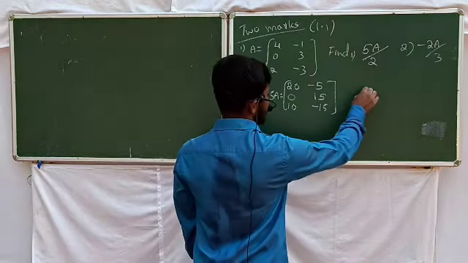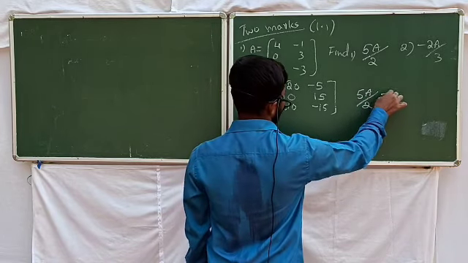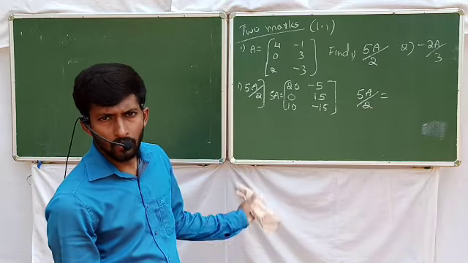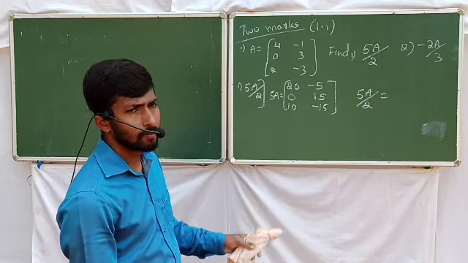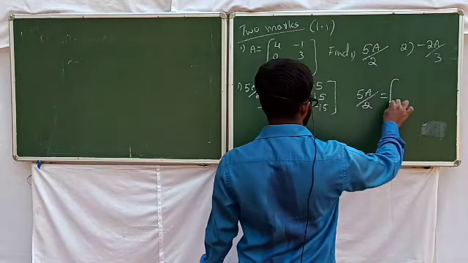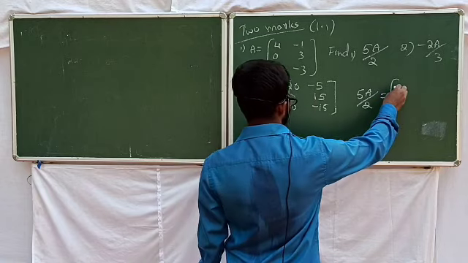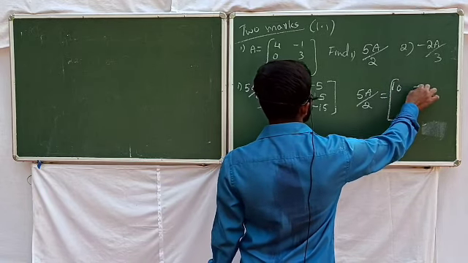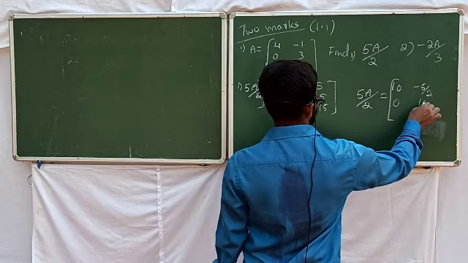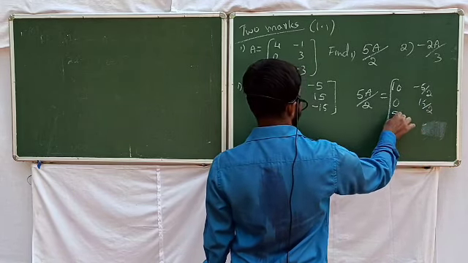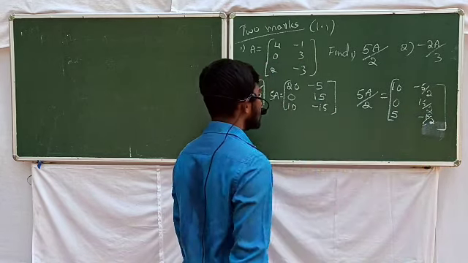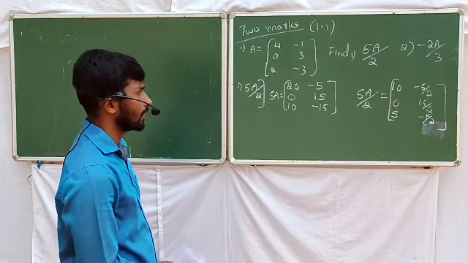Then next step is 5 times A divided by 2. It's again a scalar multiplication, right? Multiplying 1 by 2 to each element of the matrix 5 times A. So 5A divided by 2 is equal to 20 by 2, which is 10, minus 5 by 2, 0 by 2 is 0, 15 divided by 2, 10 by 2 is equal to 5, minus 15 divided by 2. It's the value of 5A divided by 2.